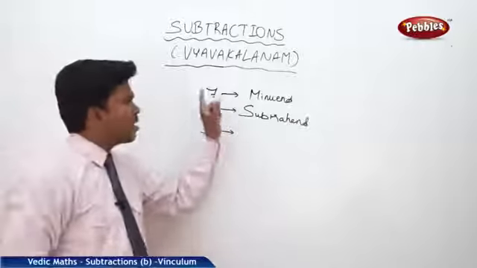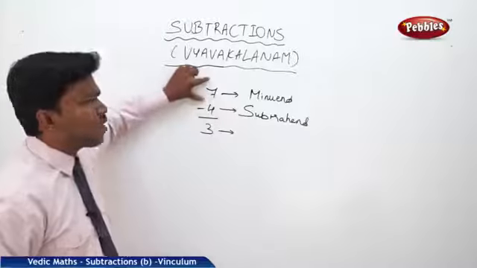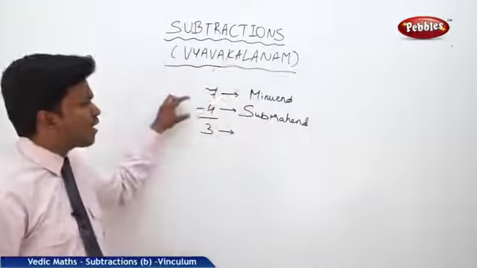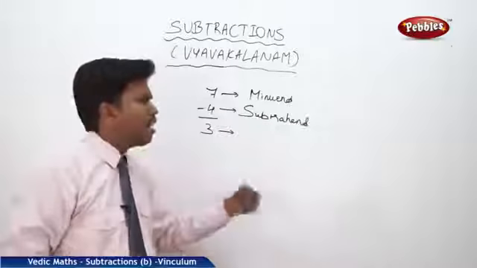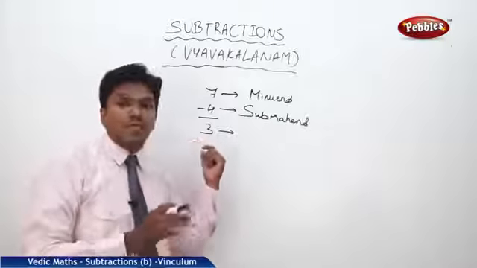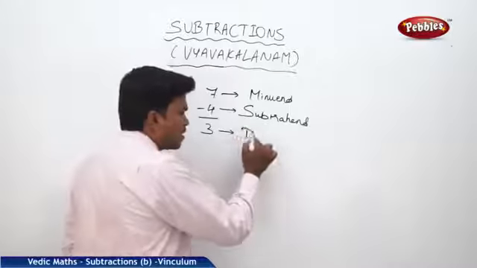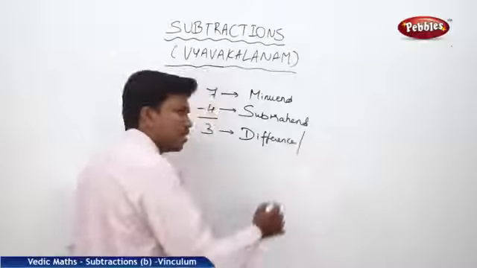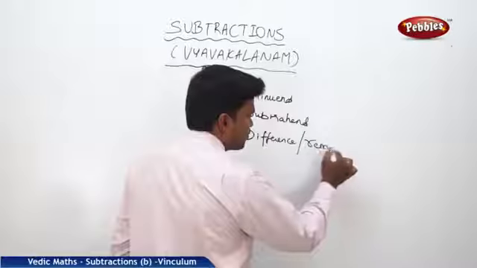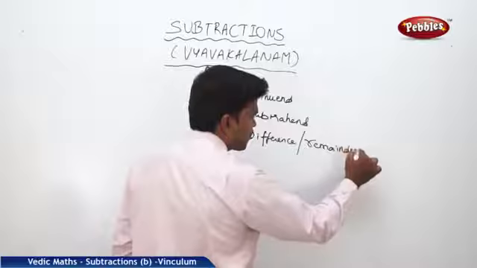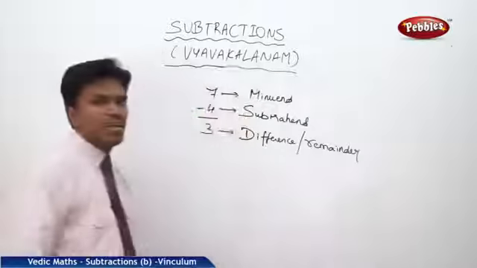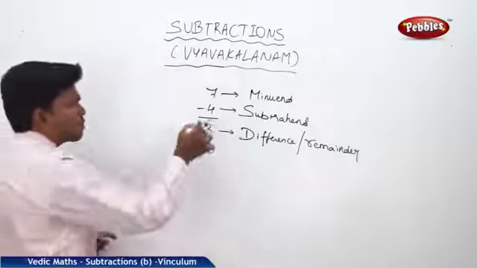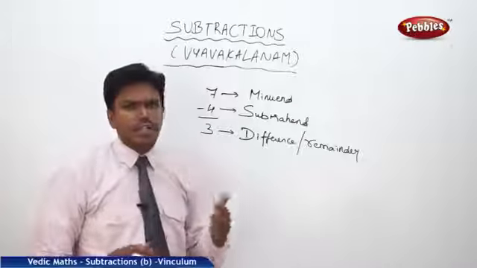Once again I repeat, the number which we are subtracting from, the above number, we call it minuend, and the number which we are subtracting is known as subtrahend. The answer which we get is known as difference, or we can call it remainder also. Difference or remainder.